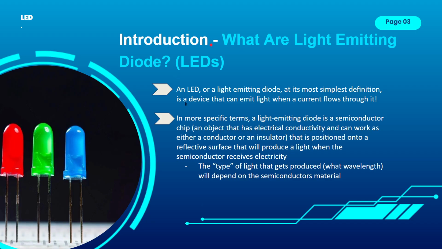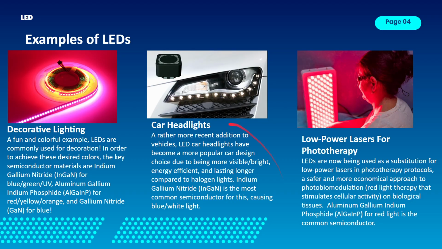So first, our introduction. What are LEDs, or light-emitting diodes? An LED, at its simplest definition, is a device that can emit light when a current flows through it. In more specific terms, an LED is a semiconductor chip that is positioned onto a reflective surface that will produce a light when the semiconductor receives electricity. The wavelength of the light that gets produced will depend on the semiconductor's material.